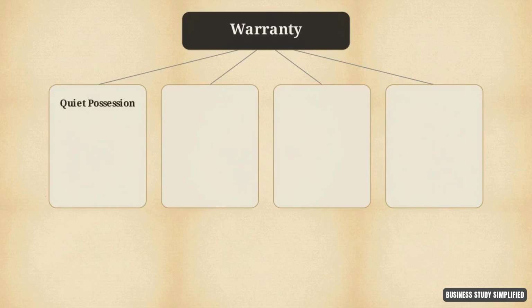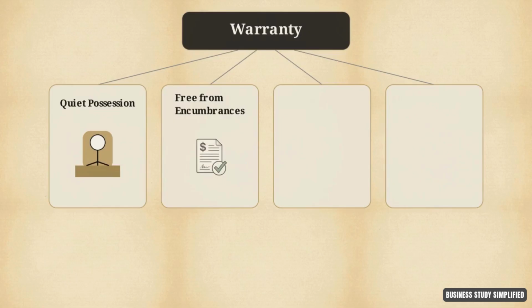The first implied warranty is quiet possession. Once a transaction clears, the buyer is entitled to the undisturbed use of the goods. If a third party emerges to claim ownership rights post-sale, the seller is financially liable for the resulting disruption. The second node is the warranty that goods are free from encumbrances. The transferred asset must arrive clean. There can be no hidden loans, liens, or financial charges attached to it by a third party.